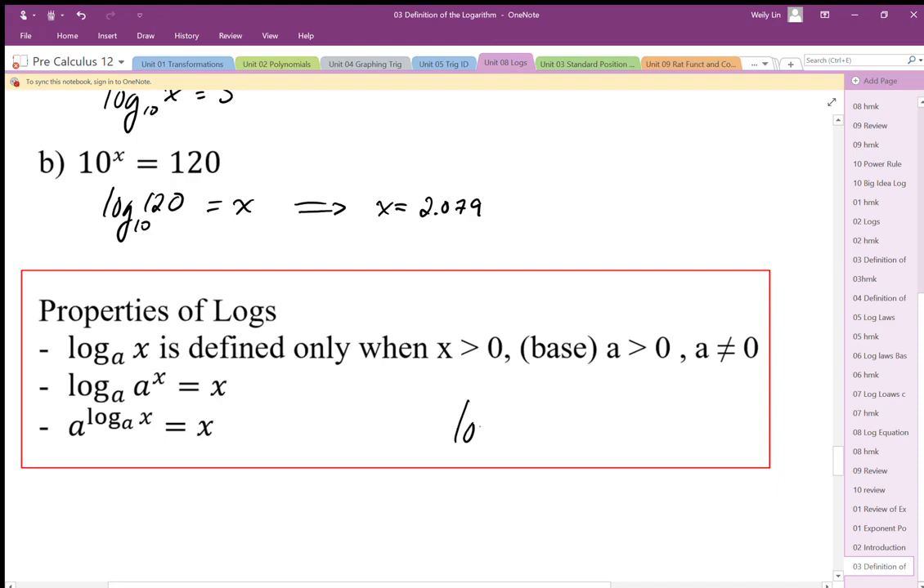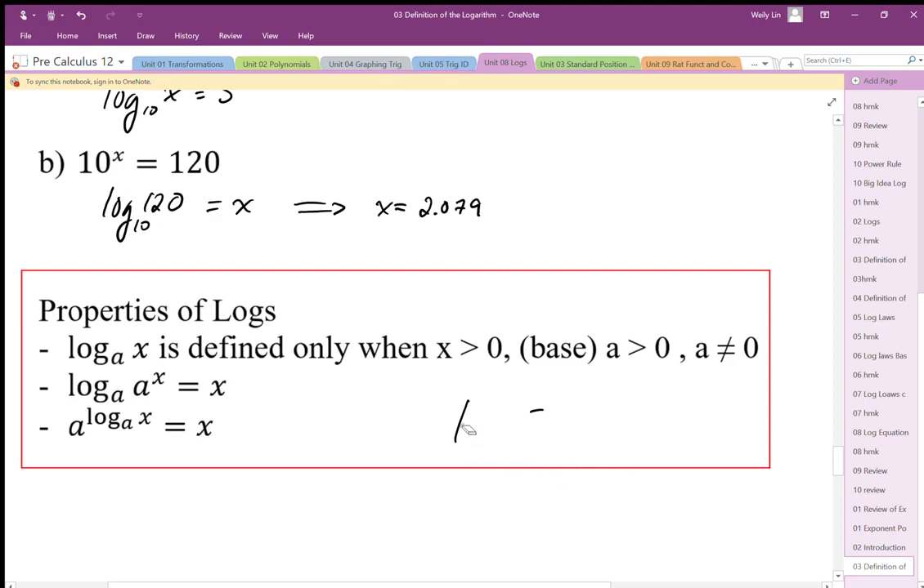So if I have something like this, log base 0 of 5 equals x. Okay, well that's not possible because that means that 0 to the power x equals 5, and that's not possible. You can't get that. Okay, so we can never have base 0.